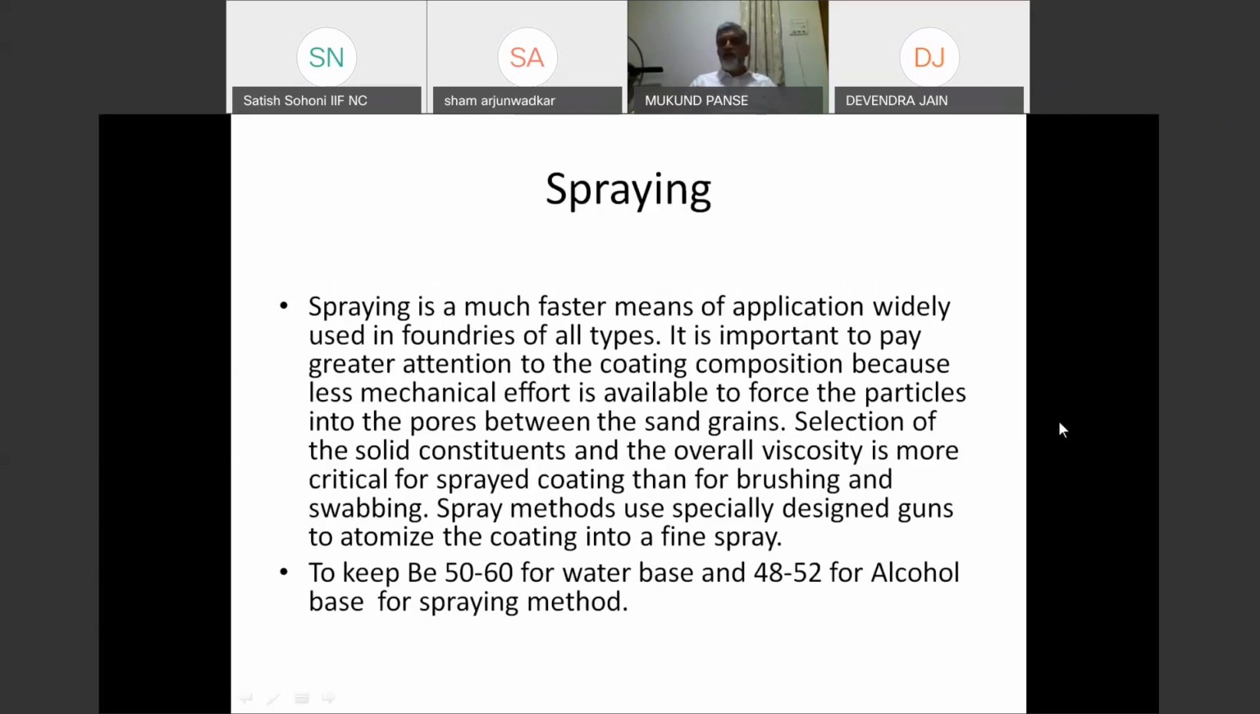The next method of applying coating is spraying. Spraying is a much faster method of application used in foundries. The care you have to take is that you get uniform air pressure so that the coat is uniform. You also see that the air you get is completely moisture free. The permeability of the coat should be good enough so that air entrapment is not there. The viscosity used for coating is slightly lower than for brushing.